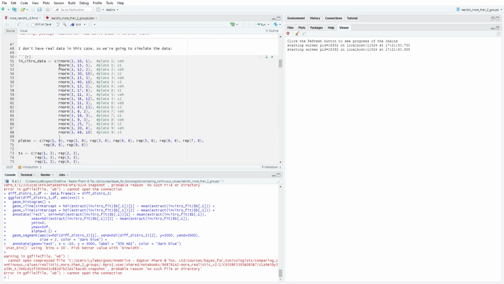We're going to simulate this data. So here's plate 1. Here we've got 3 vehicles, mean of 10, standard deviation 1. Here we've got 3 of concentration 1. Concentration 1 in this case is 1 micromolar. It has a mean of 15, standard deviation 5. Again, we're just simulating this data.